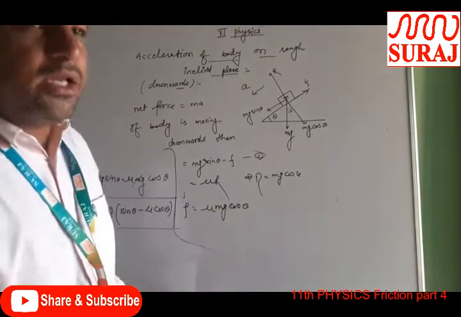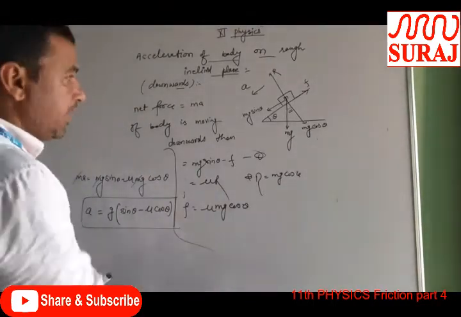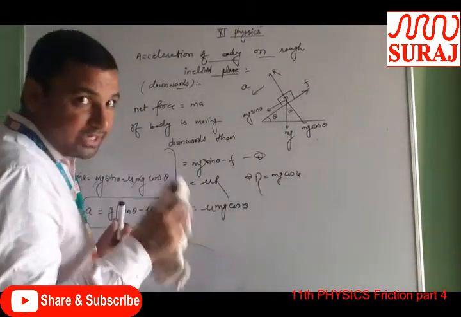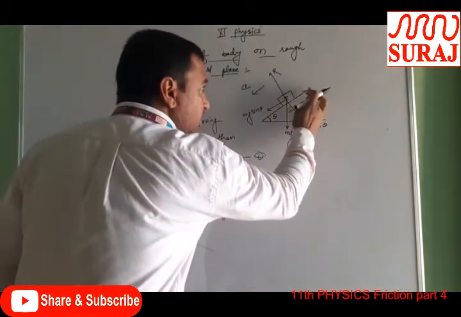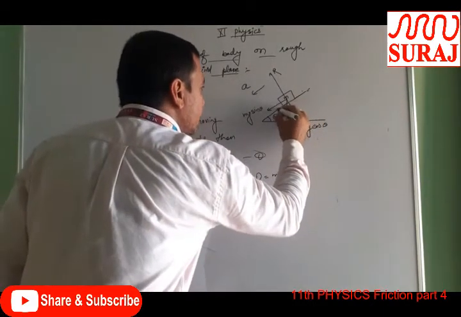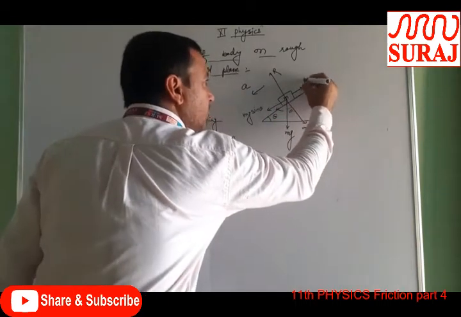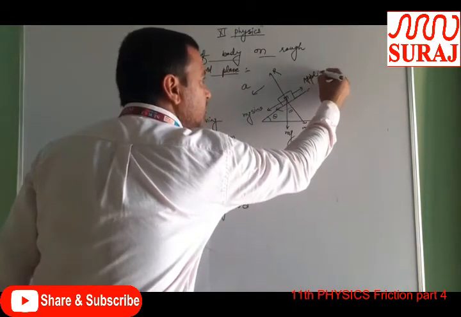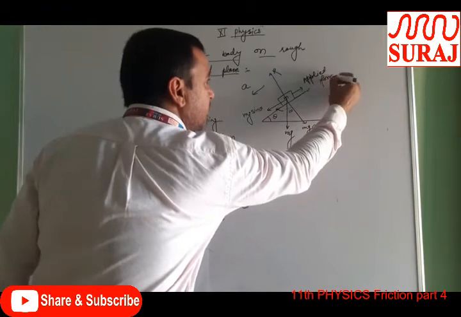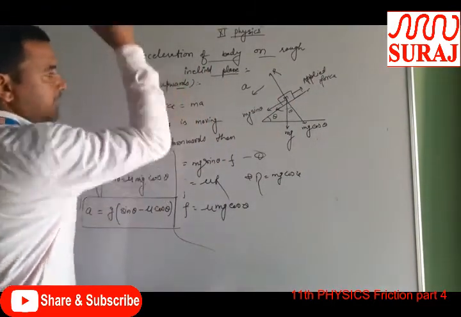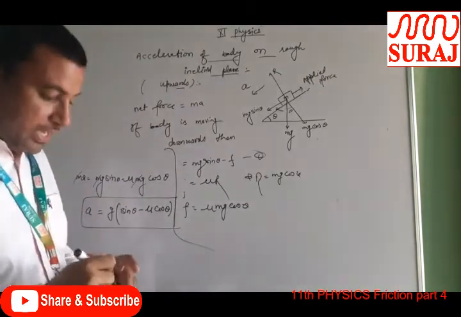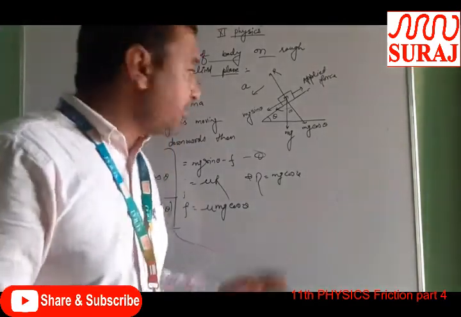Now we find the acceleration of the body when moving upwards. Then what will be the difference between upward and downward motion? The force of friction must be downwards if the applied force is upward, if the body is moving upward. Then what is the acceleration of the body?